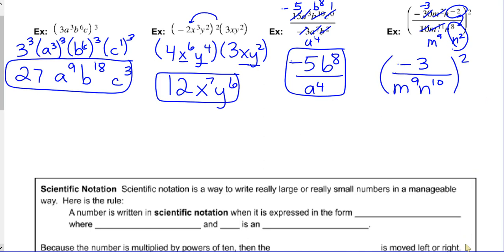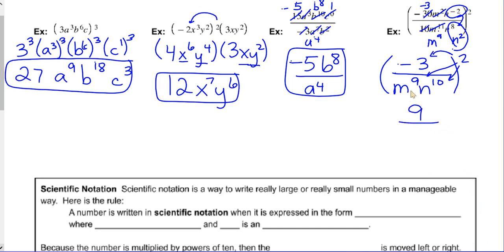So it's much easier to do the simplifying first if you can, and then do the outside exponent, because now all I have to do is give that power of 2 on the inside to each one of these. And so, negative 3 squared. That's not negative 3 times 2. It's negative 3 times negative 3, which gives me a positive 9.